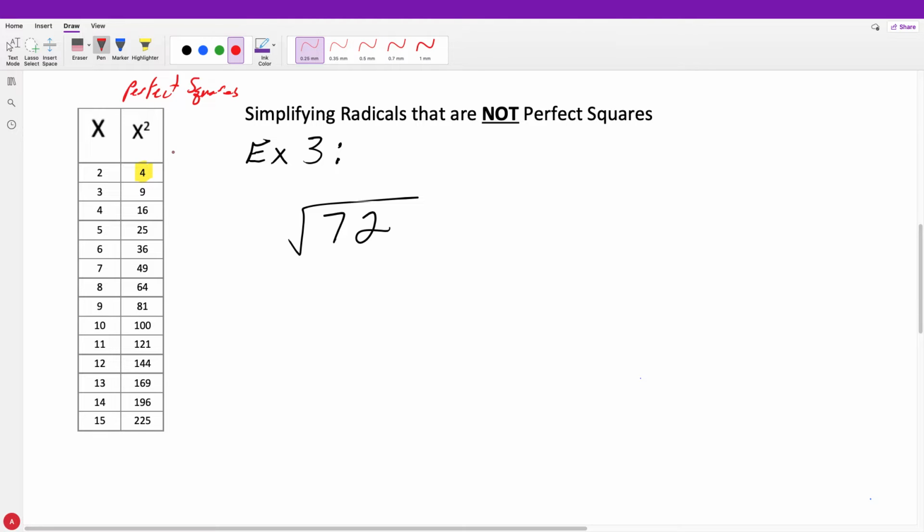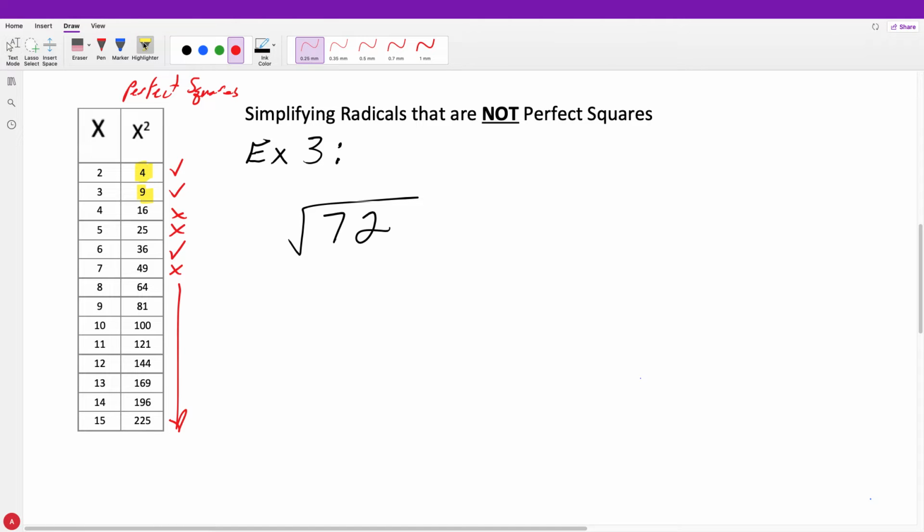Right? 4 does divide evenly into 72. Does 9 divide evenly into 72? Yes, it does. 9 divides evenly into 72. Does 16 divide evenly into 72? It does not. Does 25 divide evenly into 72? It does not. Does 36? Yes, that does. Does 49? No. And that's more than half, so I don't need to check the rest.